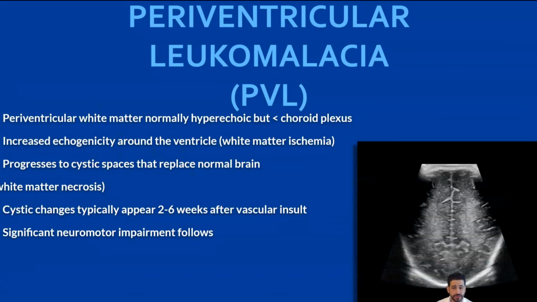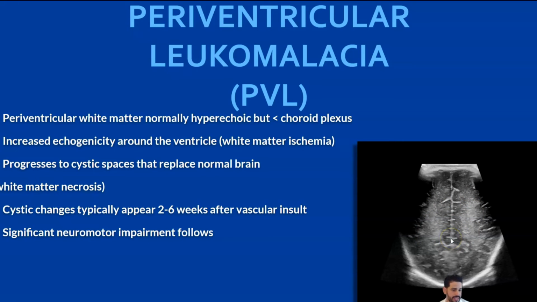All right, on to periventricular leukomalacia, or PVL. PVL is a white matter disease, usually caused by white matter infarctions. The periventricular white matter is normally echogenic, as you can see here. It's less echogenic than the choroid plexus, and this is also called the periventricular blush.